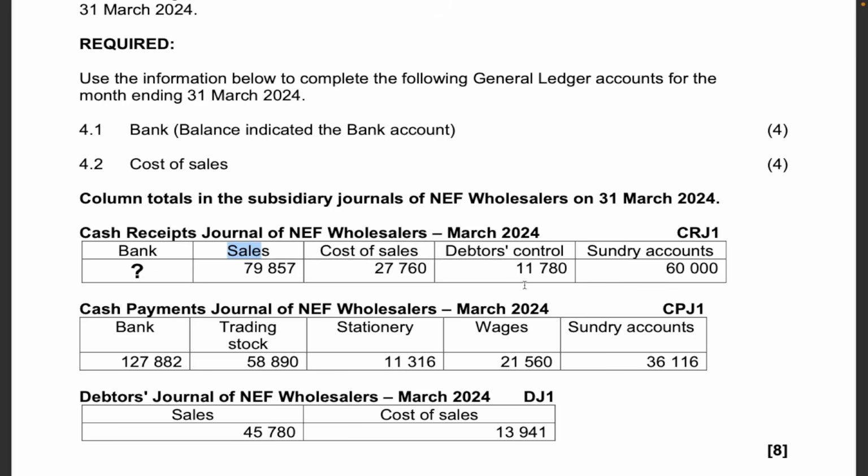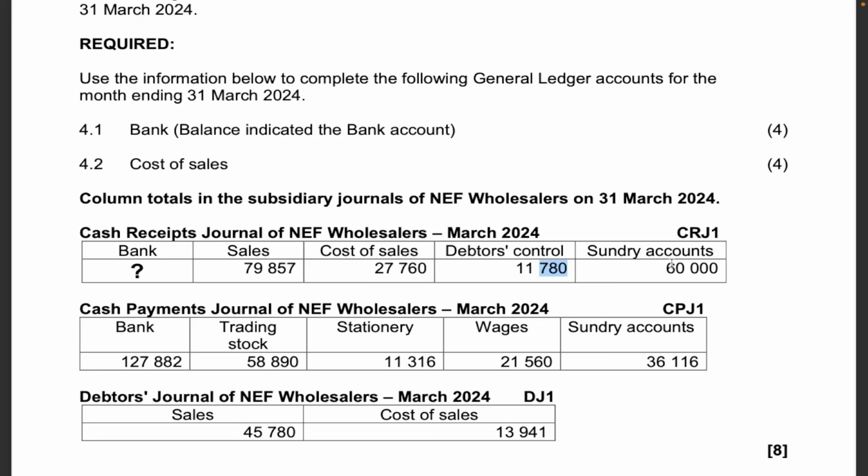And then the debtors control over here, 11,780 rand. Well, I'm sure you should know by now that these are the customers to whom we sold on credit, and they have paid us in the month of March. Okay, the reason they appear in the cash receipts journal indicates to us that they actually paid us.